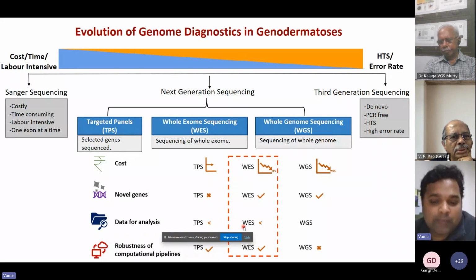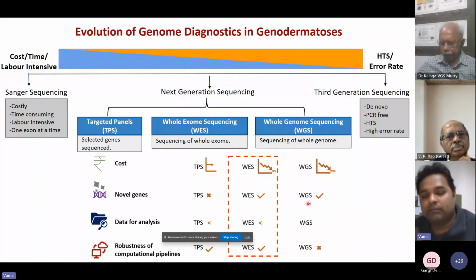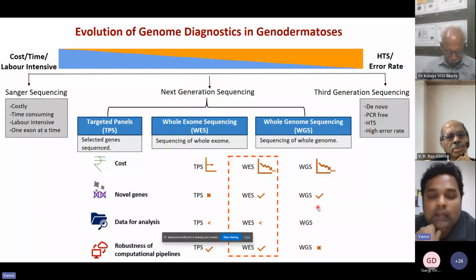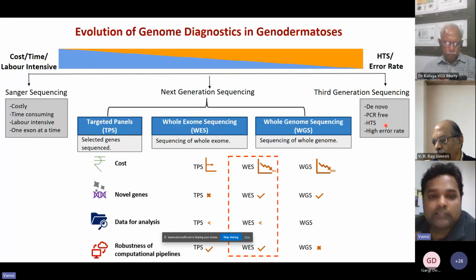There are well-established pipelines for exome sequencing, and the data that you generate is currently amenable to clinical decisions that you can take. While genome sequencing is also on the same route, it is still coming. There is still some time for genome sequencing to come into the clinical space for regular diagnostics. Currently, I still feel it is in the research domain. While third generation sequencing is fast evolving, currently there is a high error rate, but I imagine a future where third generation sequencing will take over next generation sequencing.